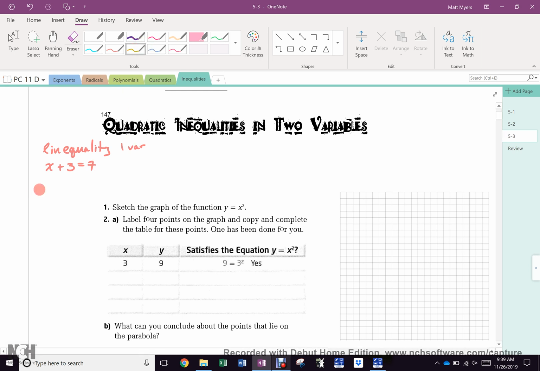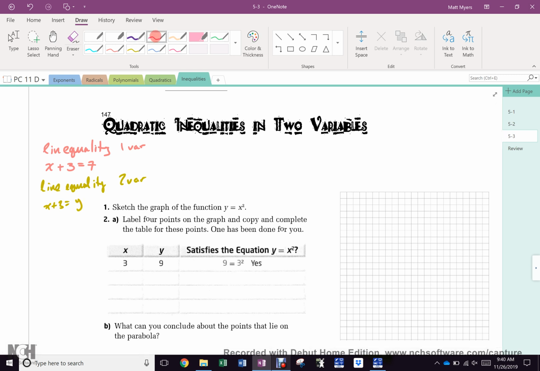What if I have a linear equality with two variables? What does it look like? X plus 3 equals y. How many solutions does it have? Infinite solutions, but those solutions are limited to being on that line, right? Would 7, 2 work? No, of course not, because 7 plus 3 is 10, and 10 does not equal 2. So everyone's cool with that, yeah?